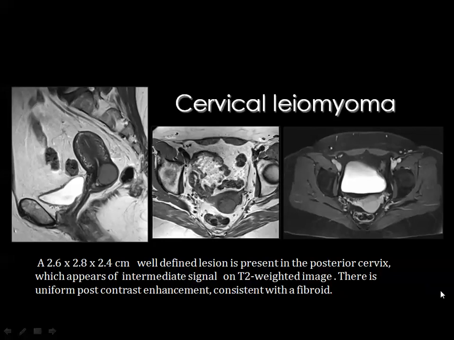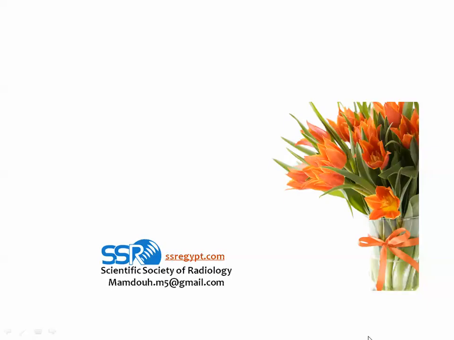And here you see a uterine leiomyoma, which is affecting the cervix. And this is the appearance on the T2 weighted image, the appearance in the T1 weighted image, and the appearance after contrast injection with T1 fat suppression.